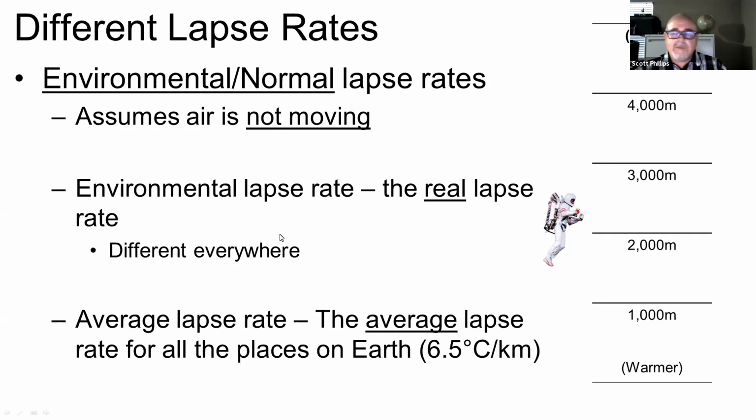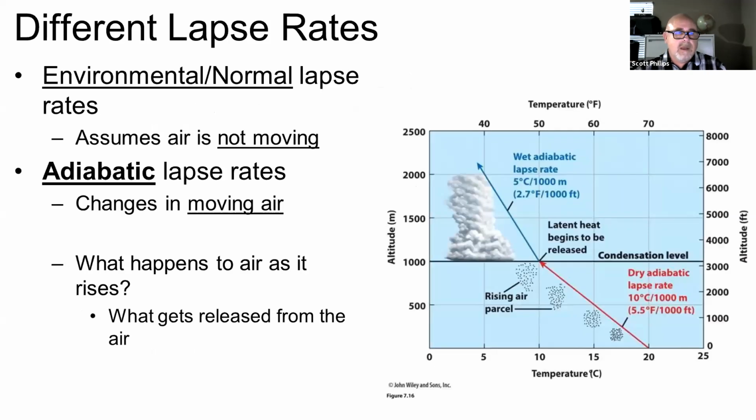The environmental lapse rate is the real one. The 6.5 degrees is the average. The real lapse rate would be a little different every day. We've discussed that in the past. However, air, because it's being compressed and uncompressed, cools differently than the outside environment, and so we use a different lapse rate to describe that.